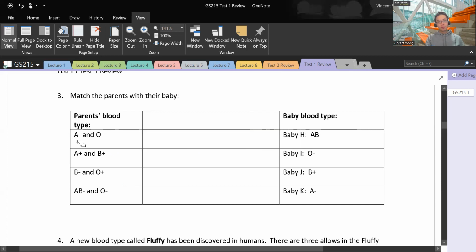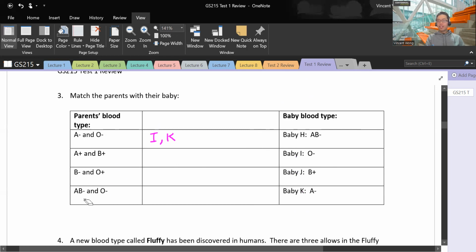So let's take a look at the first one. The first one is A and O. So we know it's not this one because O cannot have AB. They're both negative, so we know it's not this one because this one is positive. And also, there's no B in either of the parents, impossible for them to have a B baby. And based on the information we have right now, we cannot decide definitively whether it's I or K. I'm just gonna write those down for now. Okay.